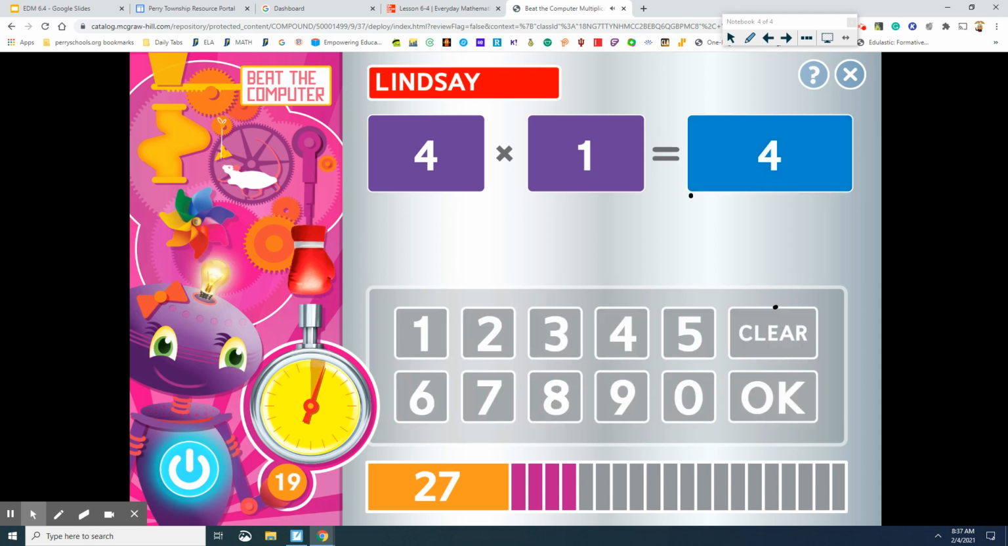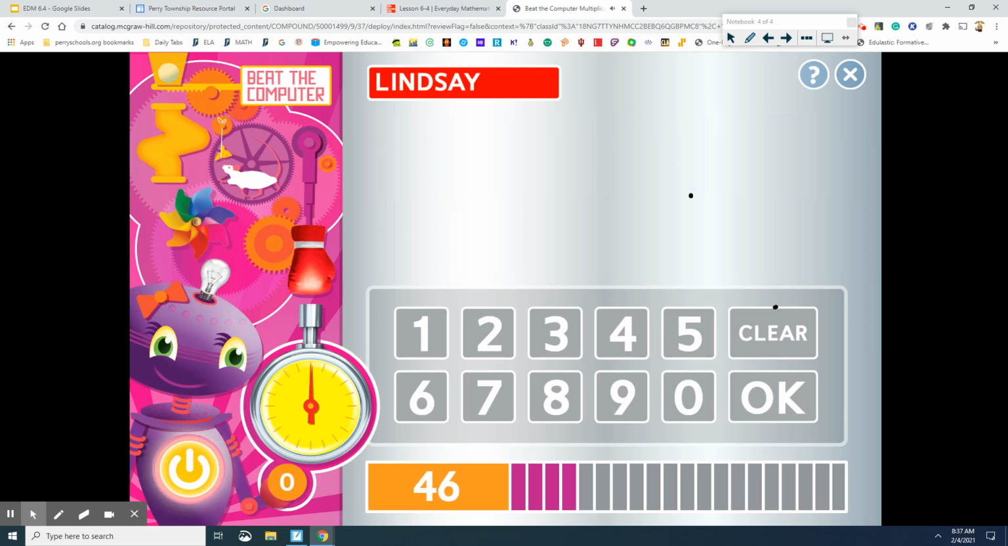So the quicker you get it in, the higher your score will be. So you'll go through and do all of the rounds at the bottom, and the goal is to see if you can get a high score. See if you can beat yourself. See if you can maybe play with someone in your house, and they see if they can beat your score. It's just a way to practice your facts so that you are building your fluency.